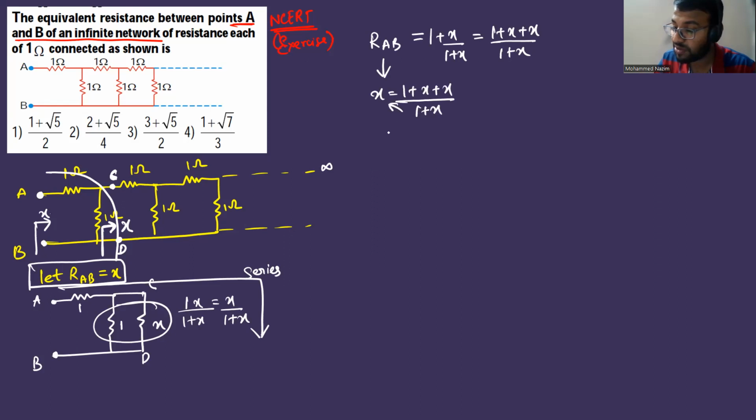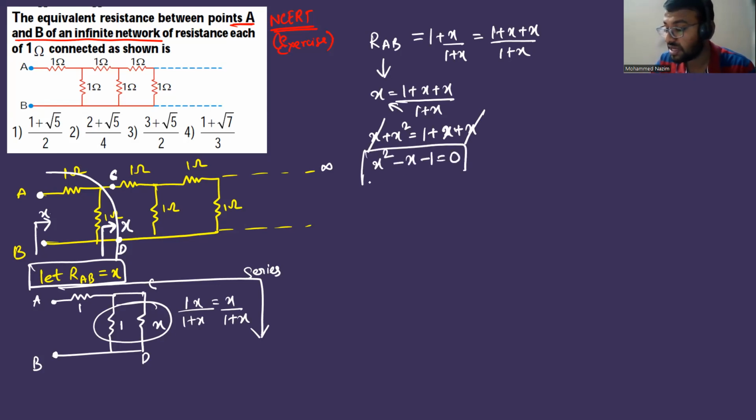You cross multiply, you will get X plus X square equal to 1 plus X plus X. You can see that X and X are going to cancel. You get a quadratic equation X squared minus X minus 1 equal to 0. This is a quadratic equation in X, and it is not factorizable. You have to solve by the formula method.